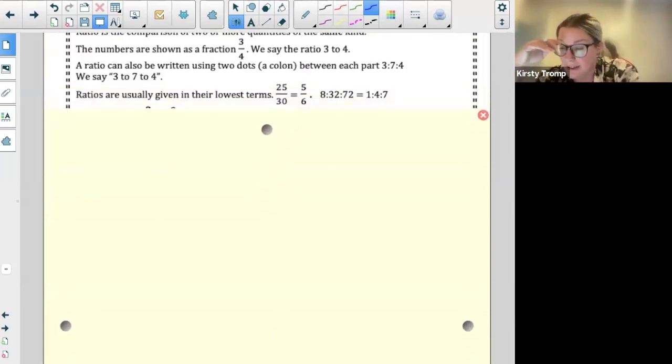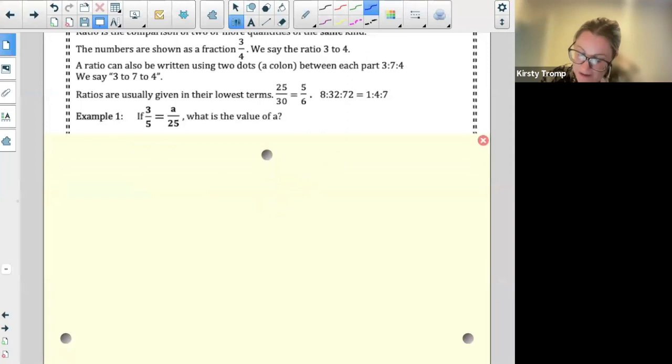Ratios are usually given in their lowest terms. So 25/30, remember when we did fractions earlier on, 25 over 30, we can work out what goes into 25 and what goes into 30. We work out 5 goes into both, so 5 over 6. Or if you've got one of those fancy calculators, you put 25 over 30 as a fraction, you press equals, or you press answer, and it gives you 5 over 6, right? But unfortunately, for ratios that have 3 parts, your fancy calculators don't do that. So that one you have to work out. You have to work out what goes into 8 and 32 and 72, and you get 1:4:7.